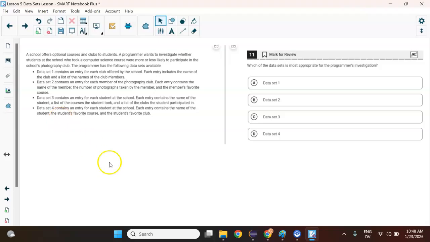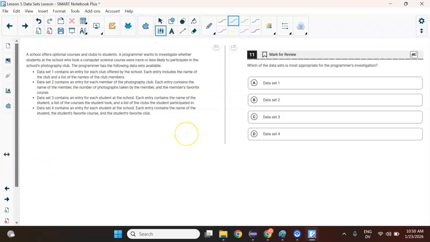What I want to do now is, this is maybe hard for you to see here, but do your best to zoom in on this and see if you can answer. This is a sample AP question. So see if you can look over this and figure out which data set you would use based on this description. So pause the video and give it a shot.